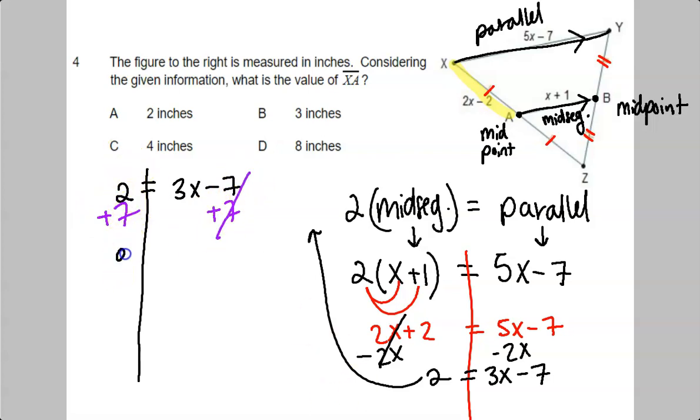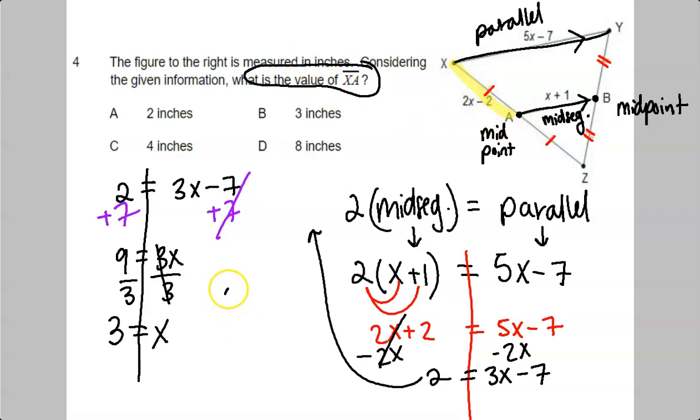So 7, 8, 9 is equal to 3x. Divide by 3, and we know that x is equal to 3. Again, not my final answer. I need to come back to the problem. We want to know the value of XA. So XA is equal to 2 times x minus 2.